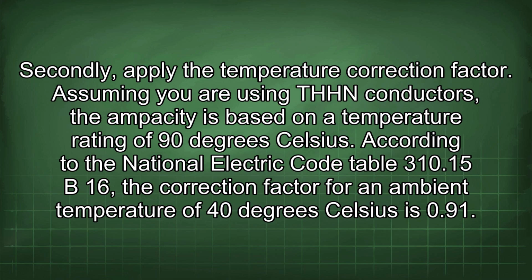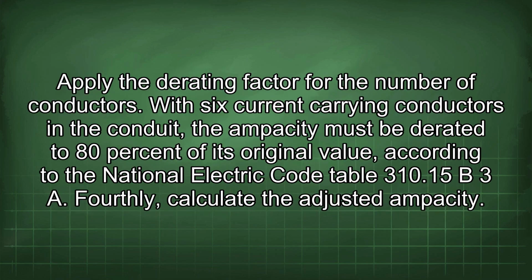Secondly, apply the temperature correction factor. Assuming you are using THHN conductors, the ampacity is based on a temperature rating of 90 degrees Celsius. According to National Electric Code Table 310.15(b)(16), the correction factor for an ambient temperature of 40 degrees Celsius is 0.91. Thirdly, apply the derating factor for the number of conductors. With 6 current-carrying conductors in the conduit, the ampacity must be derated to 80% of its original value, according to Table 310.15(b)(3)(a).